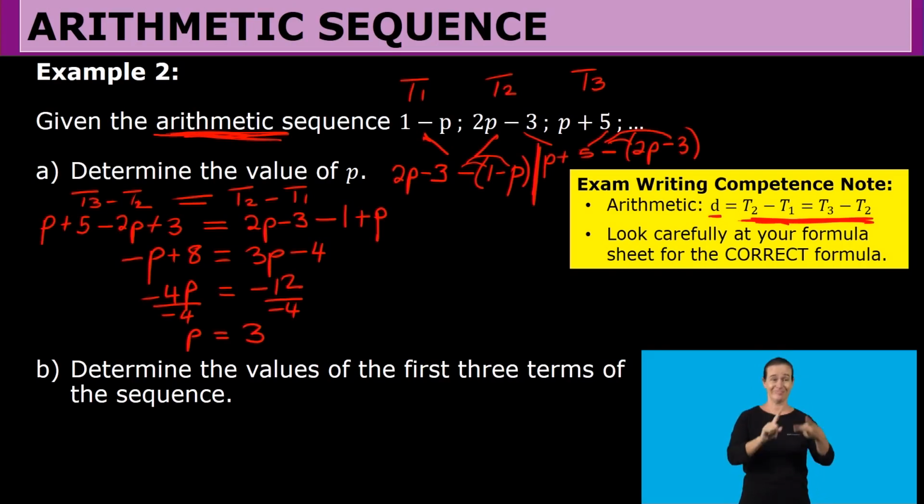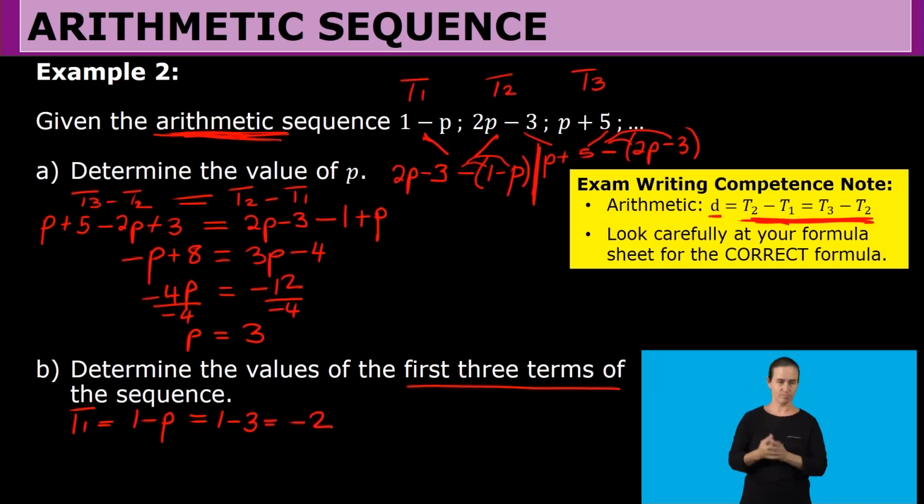Looking at that last question, it says determine the values of the first 3 terms. Now remember, we did have the first 3 terms, but they were in terms of p. So now we need the actual values of the first 3 terms. We know that our first term was 1 minus p, and since we have the value of p, that means it's 1 minus 3, and of course that gives us a negative 2.